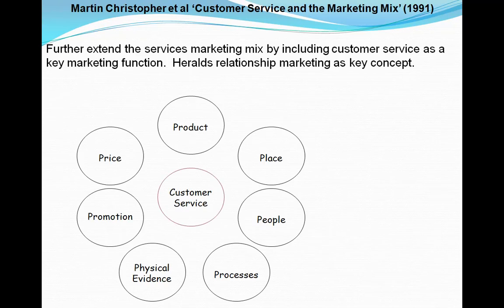So what Lauterborn did, he looked at it from the consumer side and what consumers would think before buying a product. And then you've got the customer service and the marketing mix again in 1991, where the whole relationship marketing, customer relationship marketing comes in, and it all centers around customer service, which is you have your 7 Ps, but you also have your customer service central to those 7 Ps. And this is where relationship marketing as a key concept comes in.